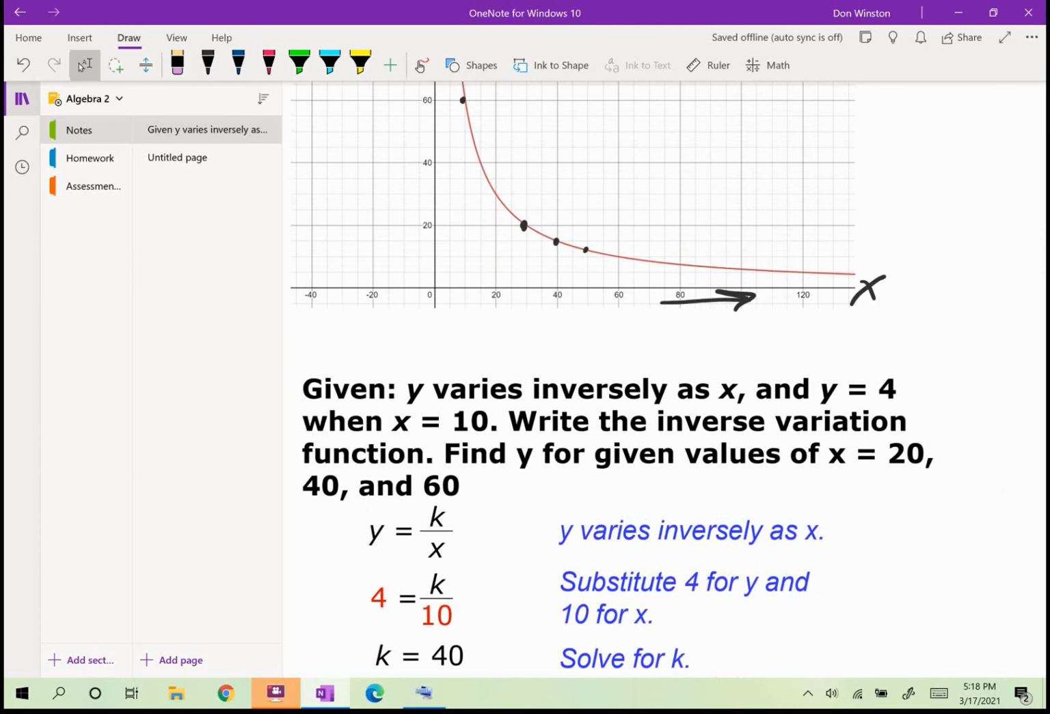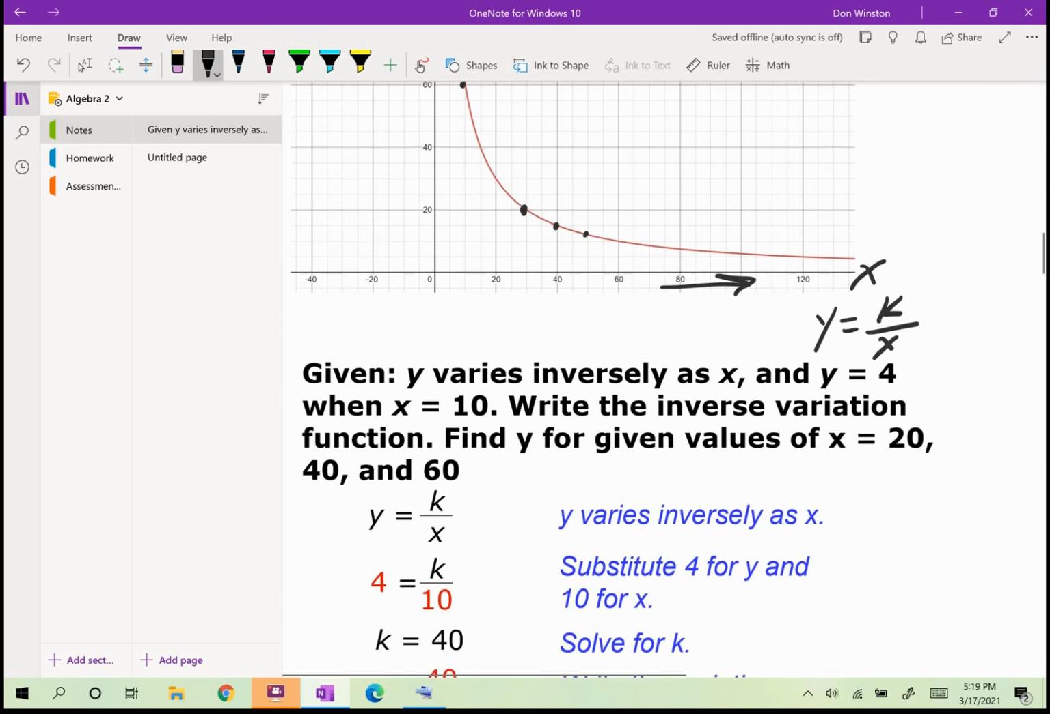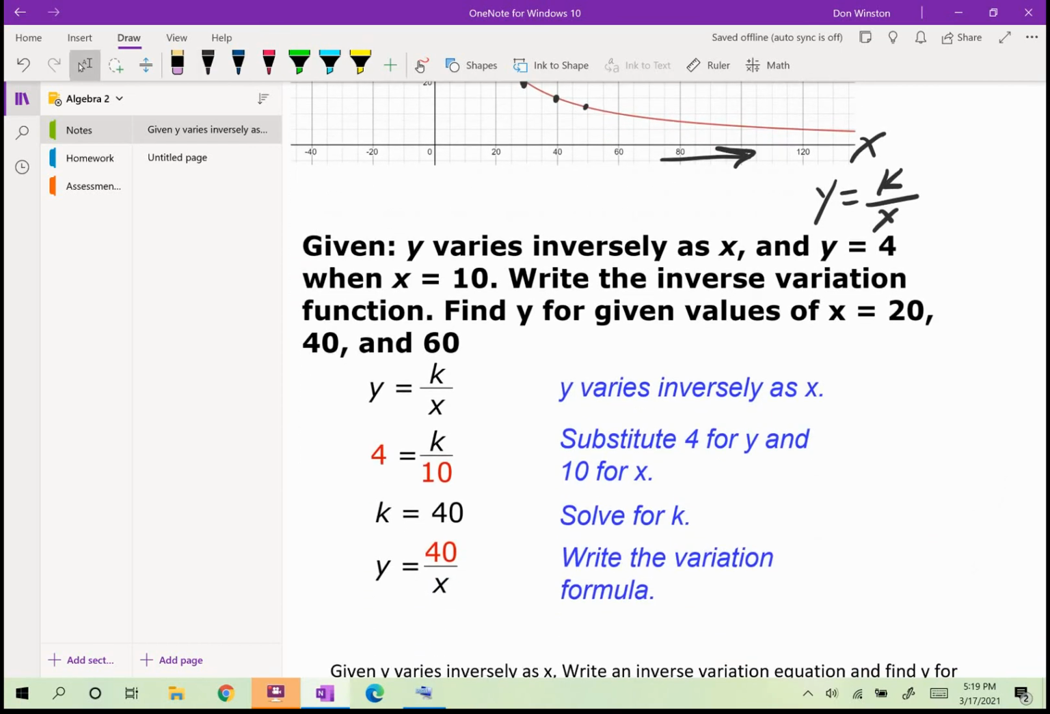So let's look here. Given y varies inversely as x, so right now I know that my equation is going to be y equals some k over x. Y varies inversely as x, and y equals 4 when x is equal to 10. Write the inverse variation function. Find y for given values of x equal to 20, 40, and 60. So the first step with this is we want to find k. We have y equals k over x. Step 1, we have to solve for k.